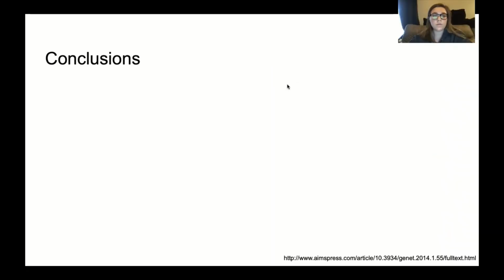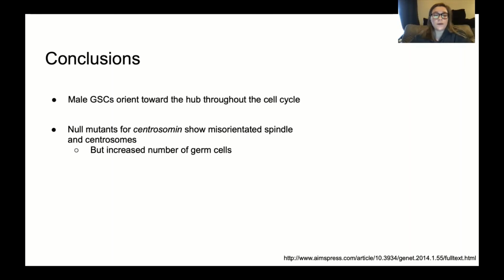Hi, my name is Maddie, and I'll be presenting the conclusions. So basically, there are three main takeaways from this paper. One, that male GSC is oriented toward the hub. Two, that centrosome is important for proper spindle orientation. And three, APC is also necessary for proper spindle orientation.